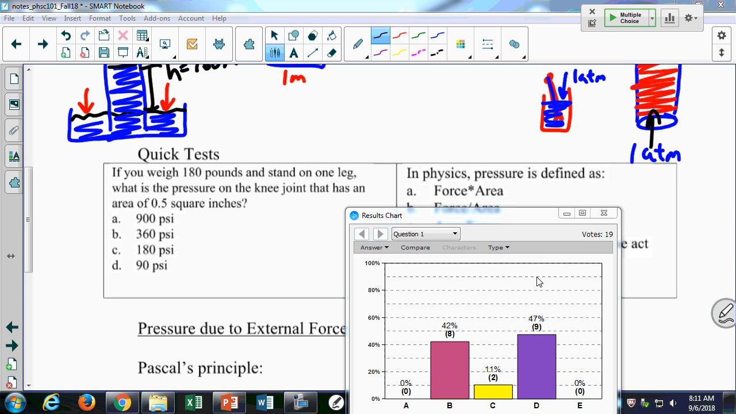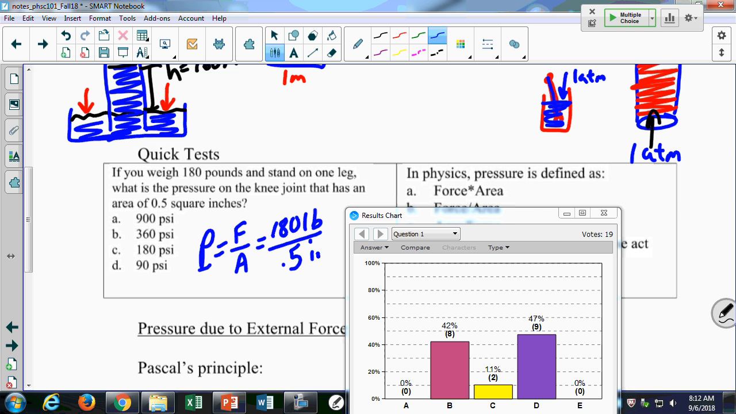Okay, so remember, pressure is force over area. If I weigh 180 pounds and I stand on one leg like this, all of that 180 pounds is driven down through that one leg. If I'm on two legs, I only get 90 pounds per leg. Right? It splits it up. But here I'm standing on one leg, so I get a full force of 180 pounds on my knee, and I have an area of 0.5 square inches. And so 180 divided by 0.5 is 360. That's B.